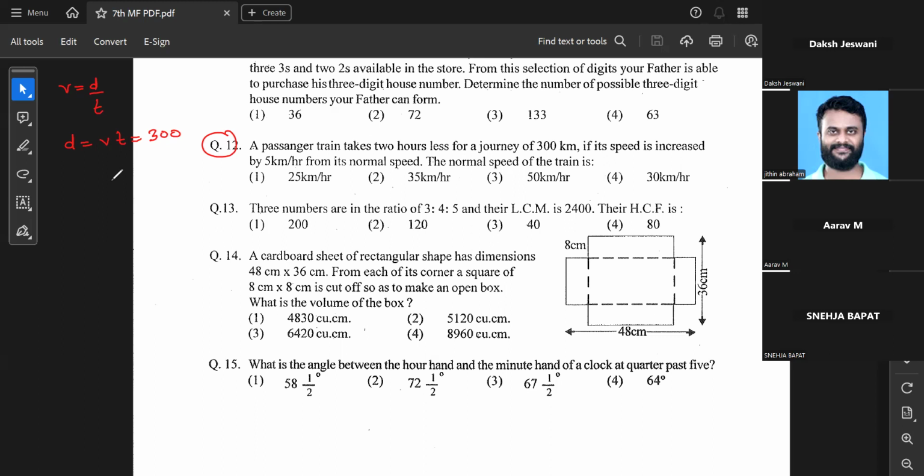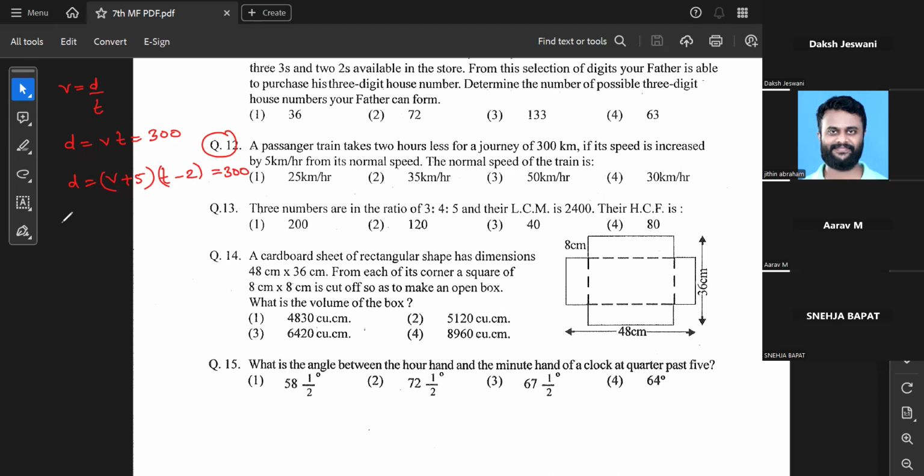Now, when the speed is increased, the distance is equal to speed increased by 5. So, normal speed, whatever it was, plus 5, multiplied by, now the time becomes less. It takes 2 hours less, right? So, time, initially whatever the time was, minus 2. That is equal to the same distance. Again, the distance is how much? It's 300 only, nothing else.